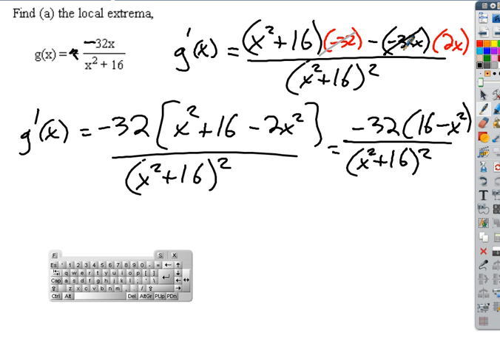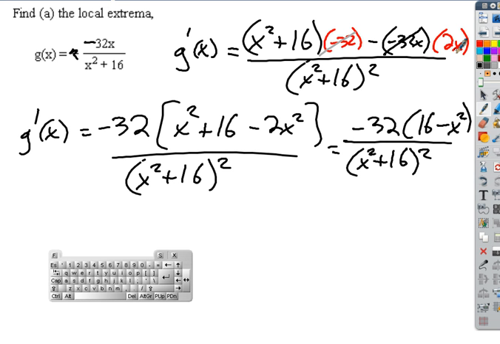Where are my two zeros at the top going to be? 4 and, no, positive and negative. 4 and negative 4, good. It's going to be where 16 minus x squared is 0, so this whole thing equals 0 at x squared equals 16, which is x equals plus or minus 4. So those are my two critical numbers, right?